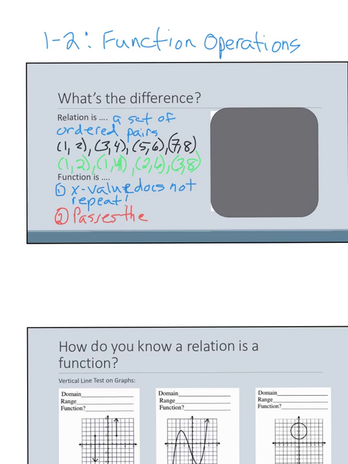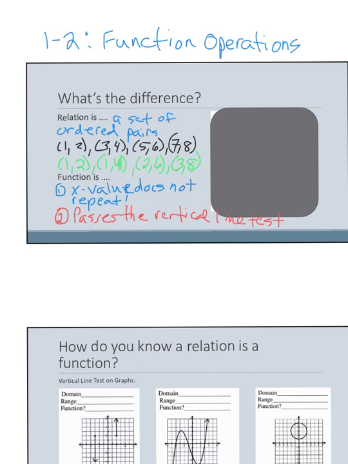I apologize that my writing looks like a kindergartner, but the way I have to write on here with a stylus, I can't put my palm down, so it always looks like I have kindergarten handwriting. So it passes the vertical line test. And I'll explain what that is again in a minute.